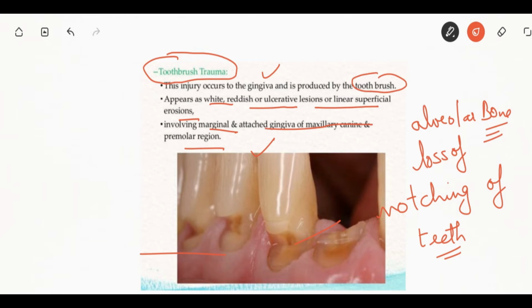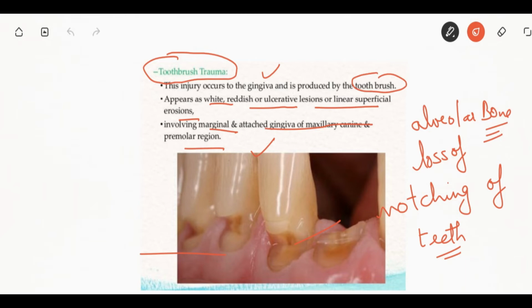Next can be toothpick injury. This toothpick injury is the result of overzealous oral hygiene practice. It will involve the interdental gingiva. The treatment consists of medication to relieve the symptoms and teaching the proper brushing technique or flossing technique.